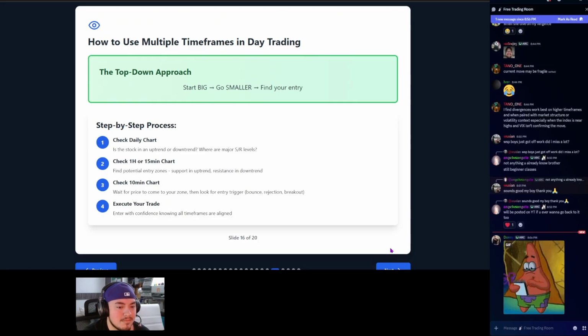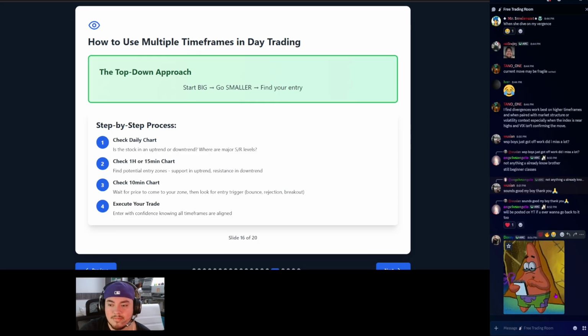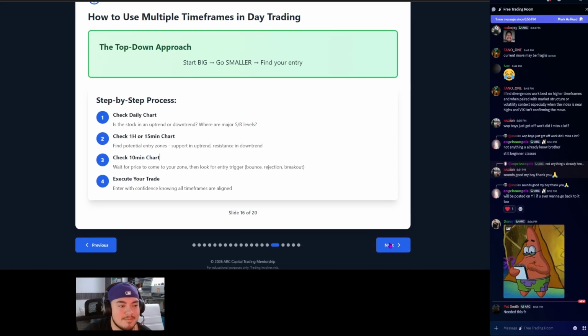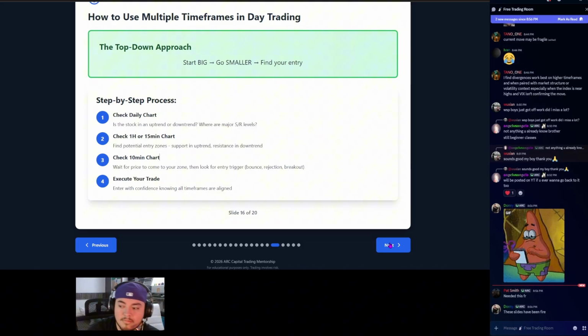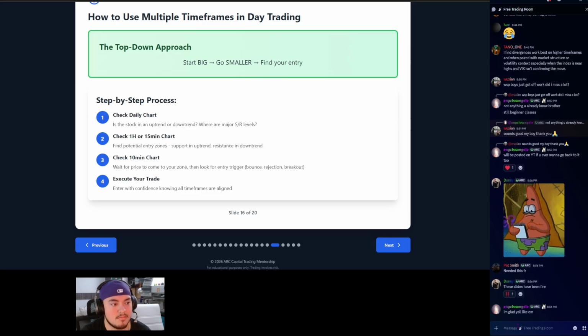Yeah, so you'd wait for your price to come to those zones in the 10-minute chart. You look for your entry, which is a bounce at the cloud, or a rejection at the cloud if you're looking for a downside, if the price is in a downtrend. Or let's say price is breaking out and it's consolidating right underneath the breakout level and it's holding the cloud. If the price is sitting right under that breakout level, holding the cloud in an uptrend, very good sign. That's an entry, right? That's when you execute your trade. You enter with confidence, knowing all time frames are aligned, and knowing that your stop loss is under the cloud.